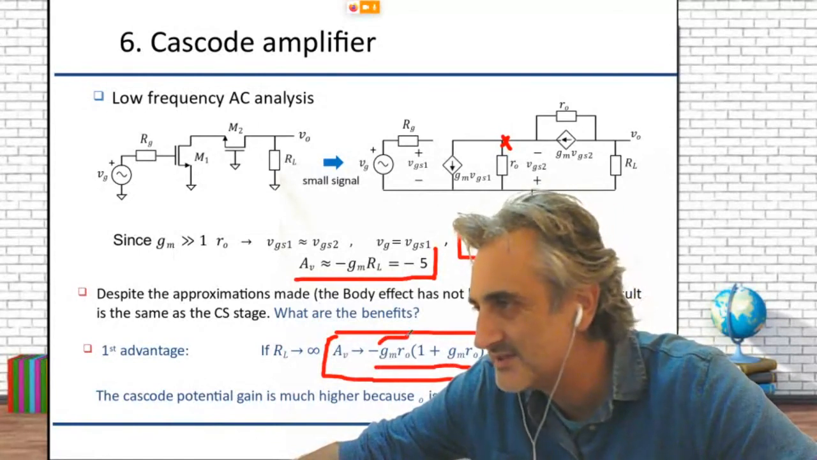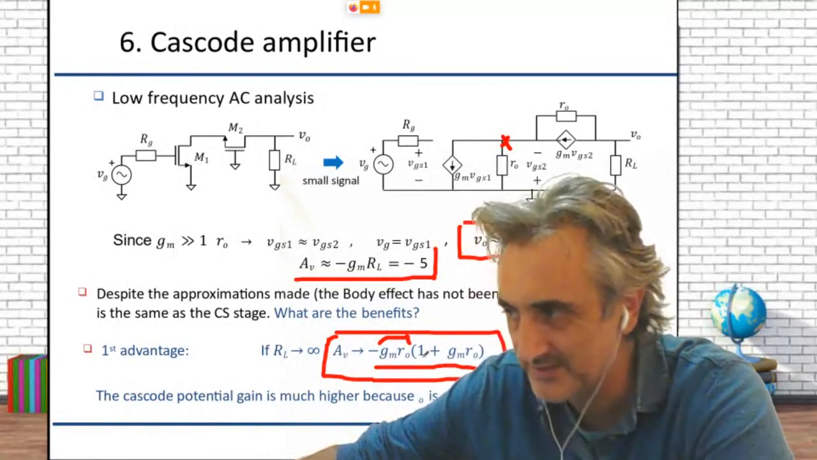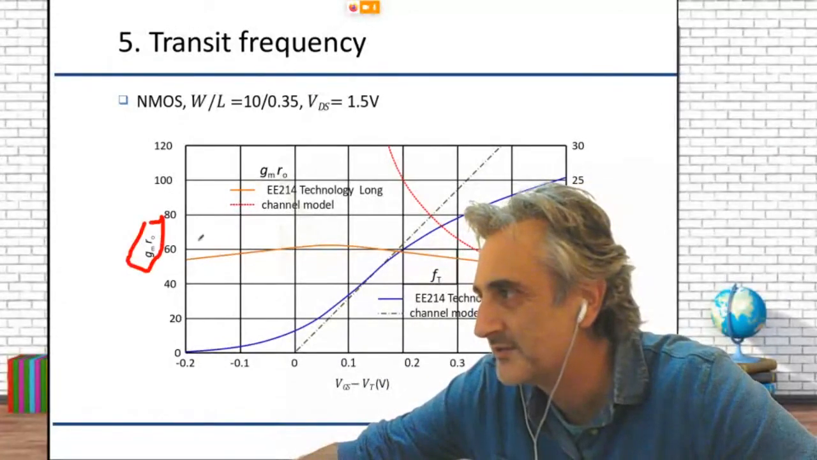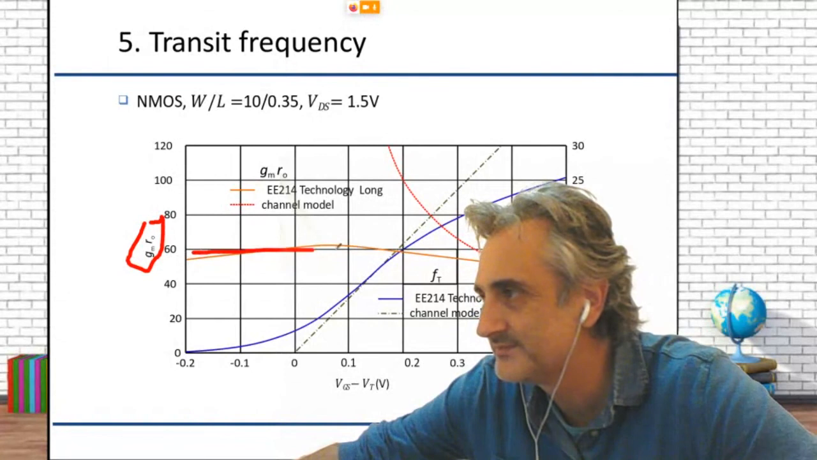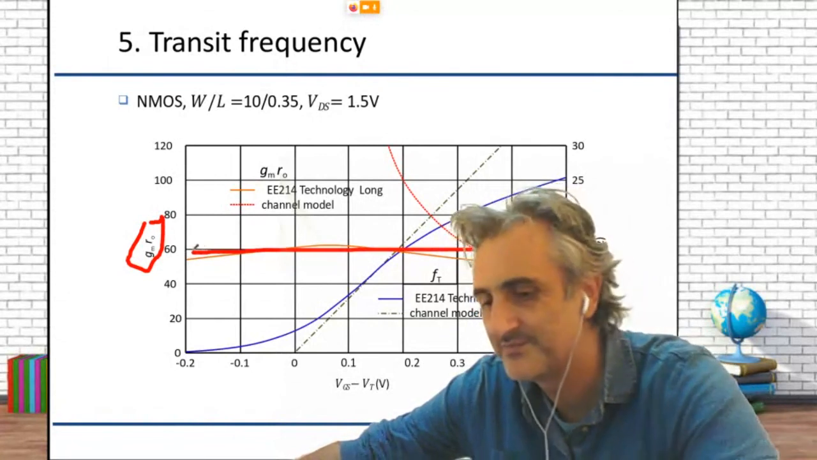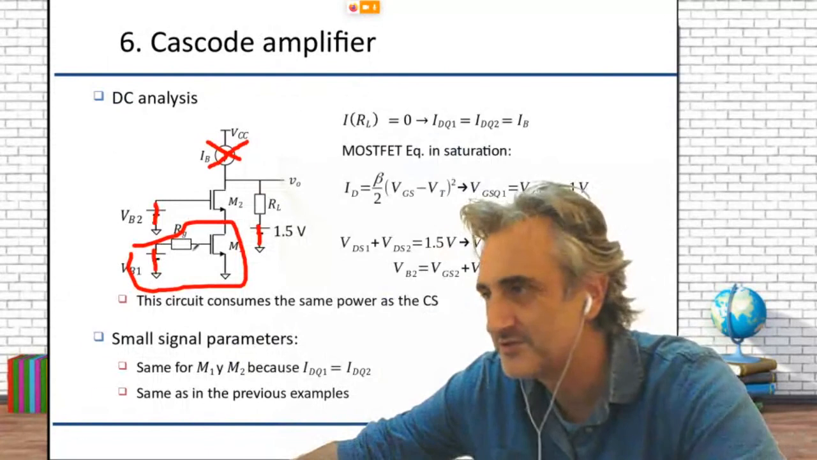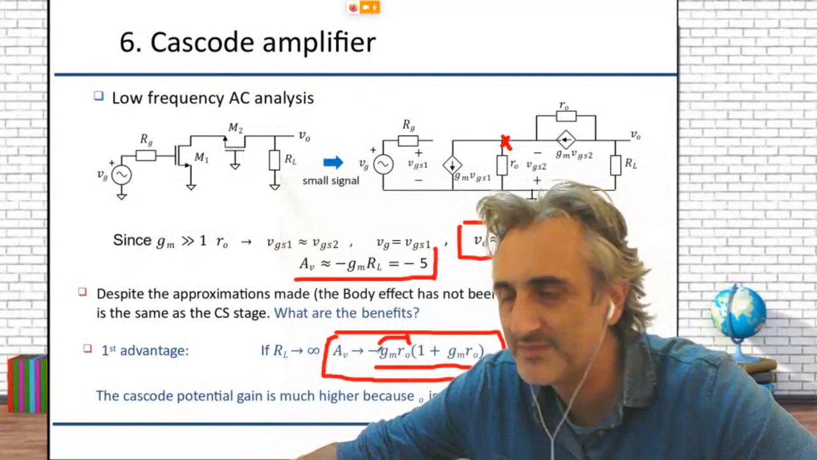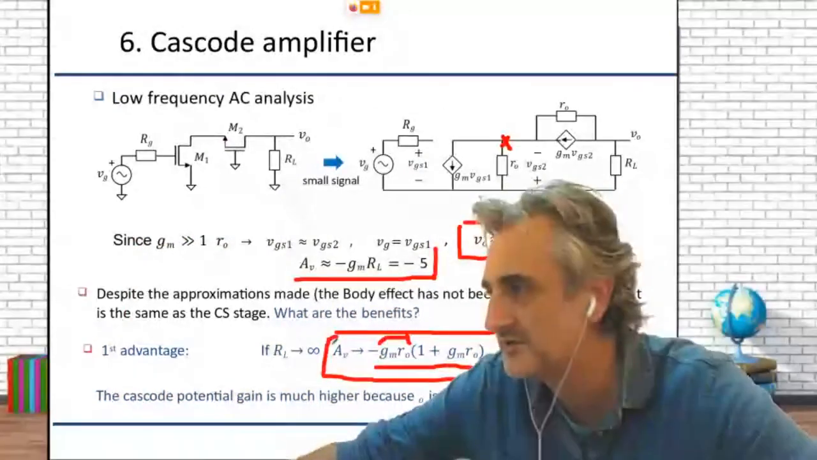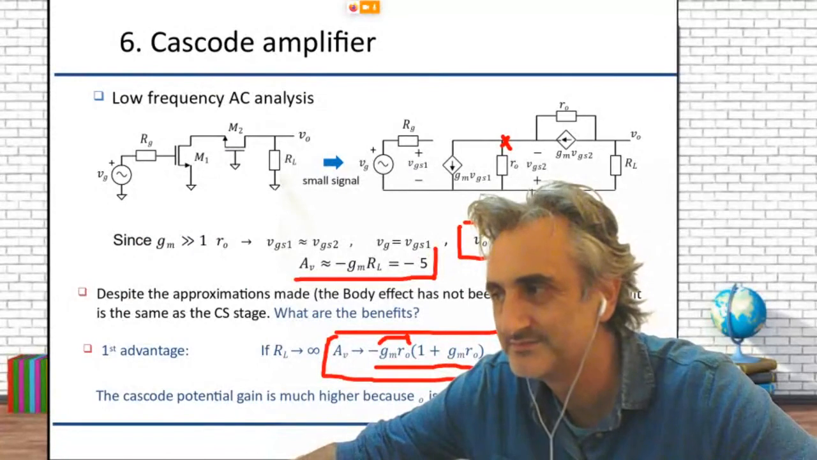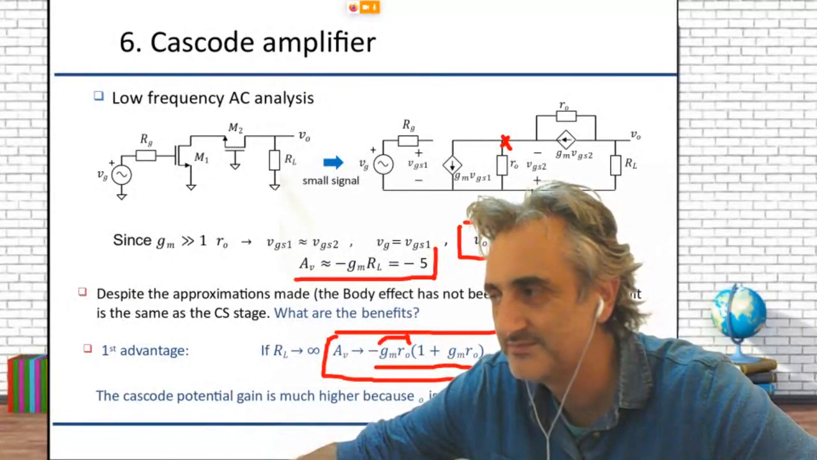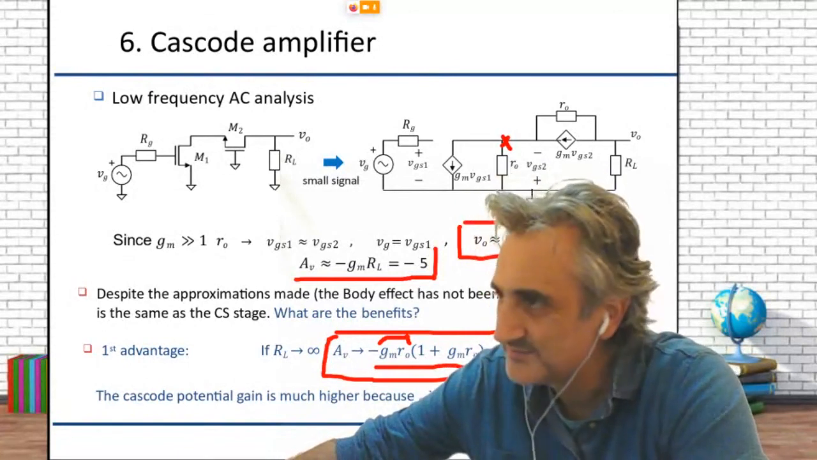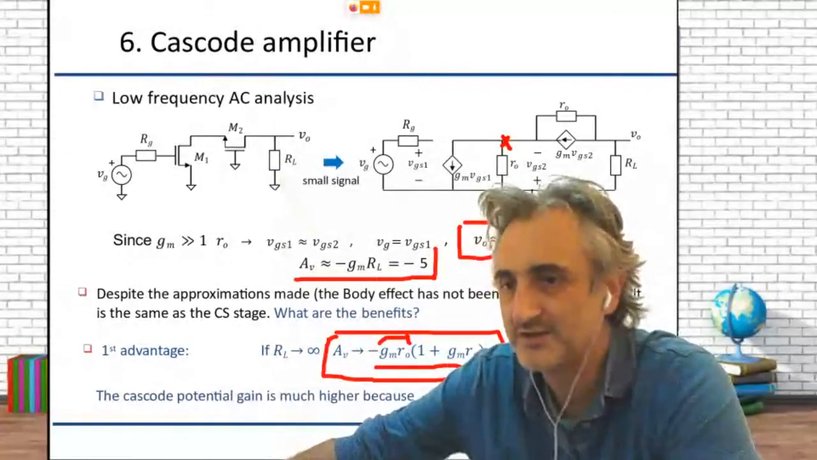So if this value gm r0, remember this is the maximum gain, is around maybe 50, 60, and it is amplified with a square, then instead of 60 we are getting more than 3000, which is much higher. So this is wonderful. We are getting a much higher gain just by adding another transistor, which is very good.